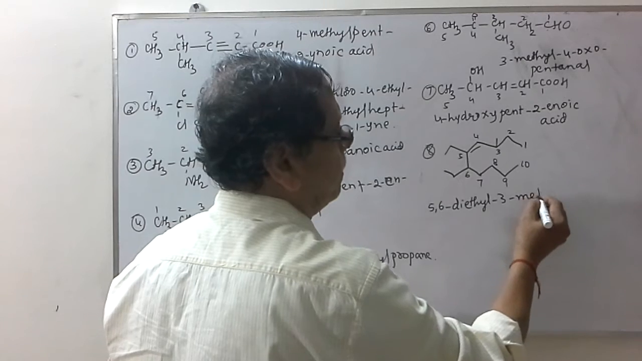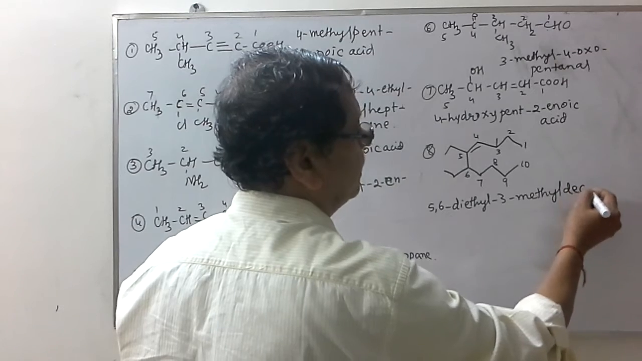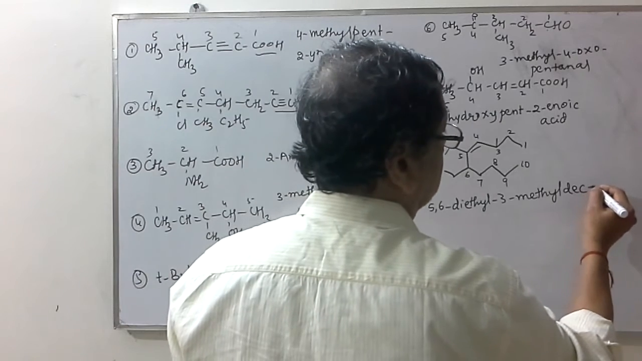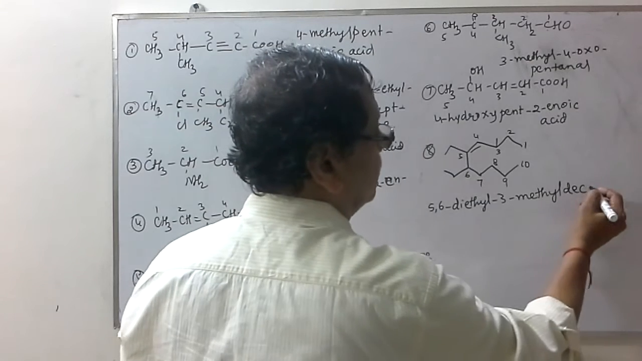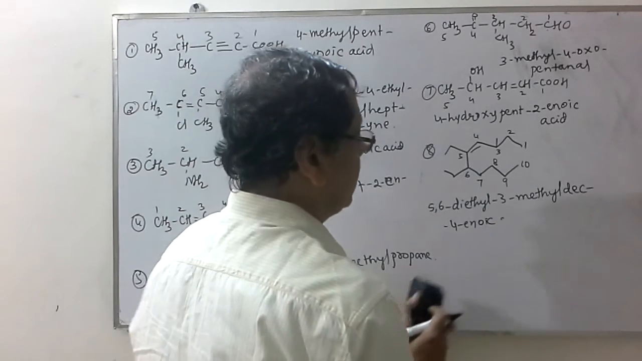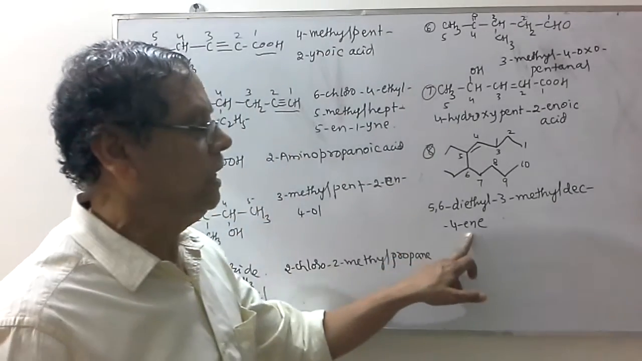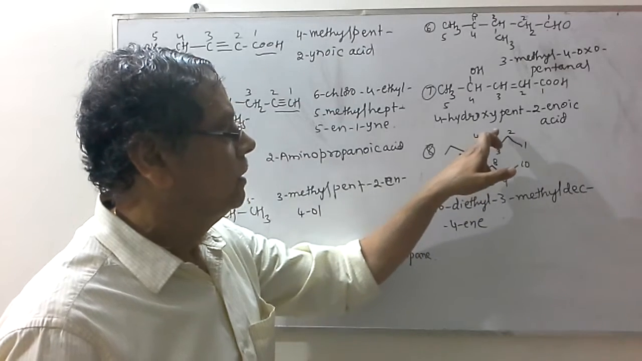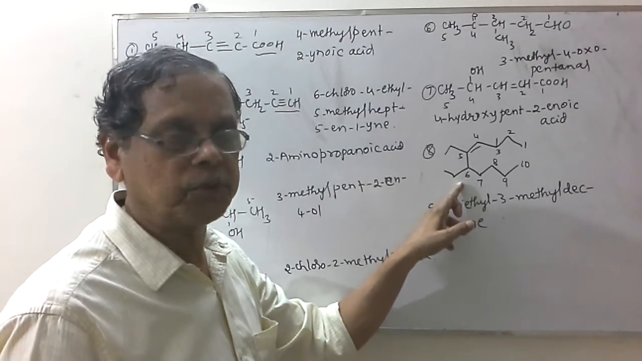3-methyl, and parent compound contains 10 carbon atoms, therefore it is dec. Double bond between 4 and 5, 4-ene, dec-4-ene. Decene, that's all, not a carboxylic acid. Dec-4-ene or 4-decene. Total carbon atoms are 10 in the main chain. Methyl group as the substituent at the 3rd position. Ethyl groups at the 5th and 6th positions.